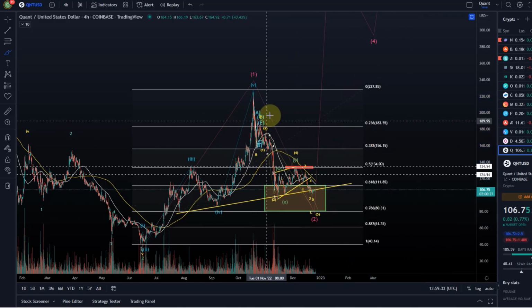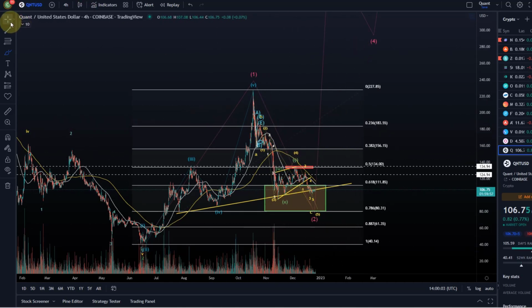But it would be unlikely because it has already moved down so much. So I cannot really consider the move down as an A wave anymore. It has come down too much. Therefore, I think either it turns around here or it will fail.